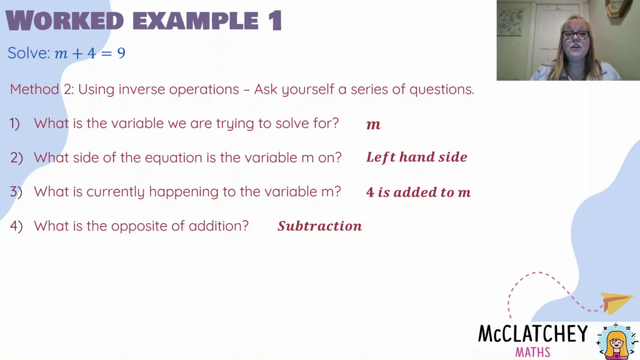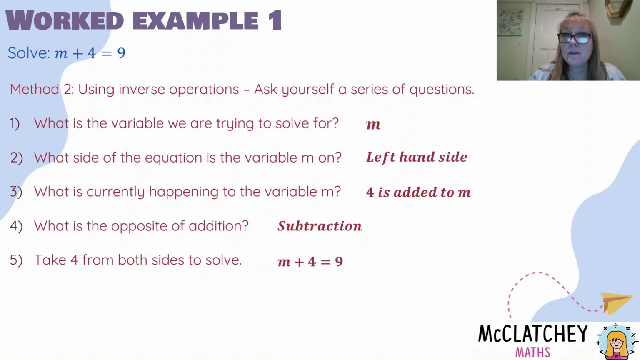So now if I know I've got 4 added to the left-hand side, to undo it, I need to subtract 4 from both sides. So you can see I've subtracted 4 from here, and I'm going to subtract 4 from here, because whatever I do to one side of the equation, I do to the other. Now, there's different ways of showing the working for this. I always like to layer it. So I like to put what I'm doing underneath.